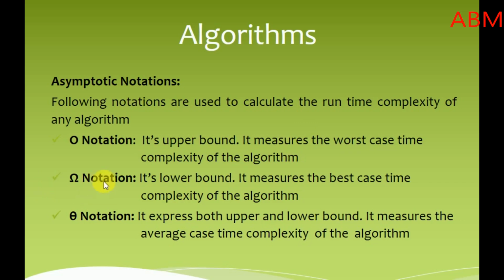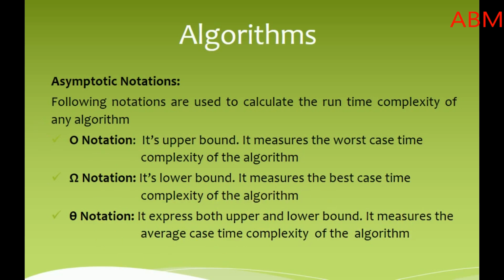And omega notation shows the lower bound. This means the minimum time required to run any program. This is the best case of any algorithm. And theta notation is the average case. It shows the lower bound and the upper bound.